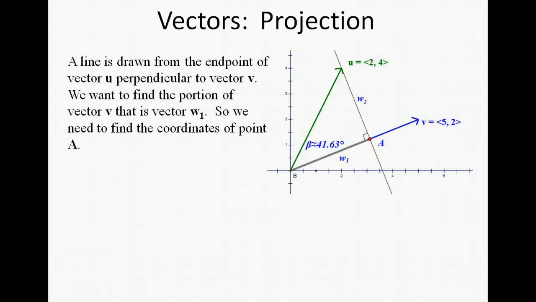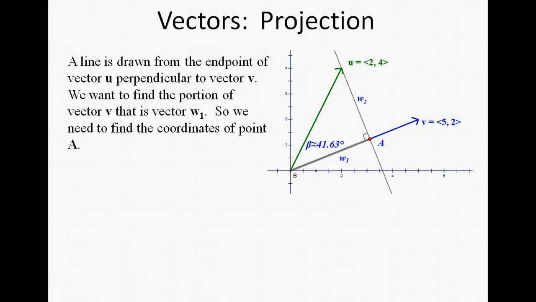Alright, so now what we've done is drawn a line that's perpendicular to vector v, and it goes through the endpoint of vector u. This is called the projection of vector u onto vector v. The projection part is vector w1. You can think about it as the line that's going perpendicular to vector v as a light source coming down from vector u and onto vector v, and w1 being the shadow portion of vector u onto vector v.